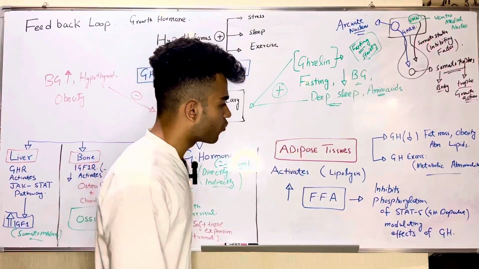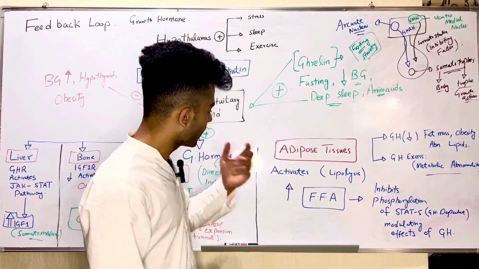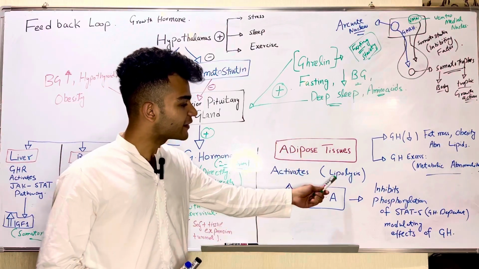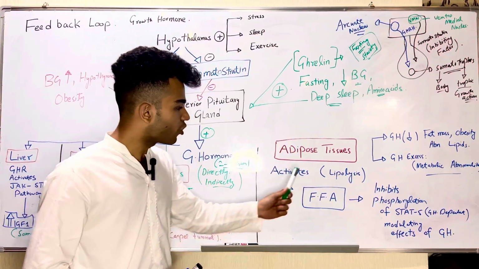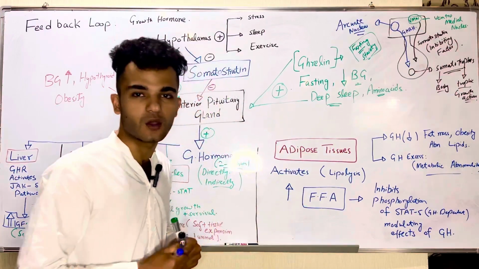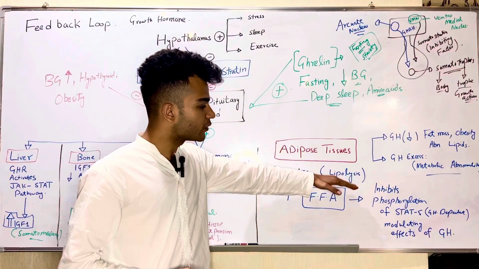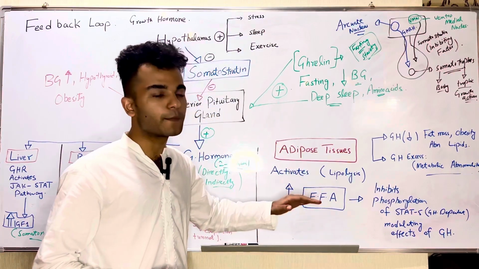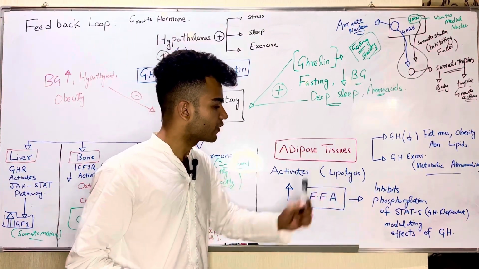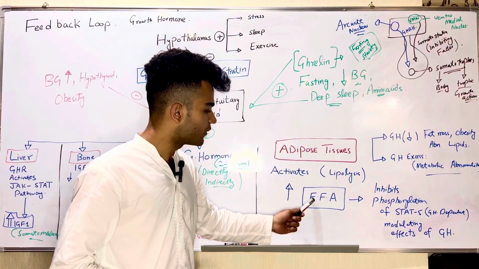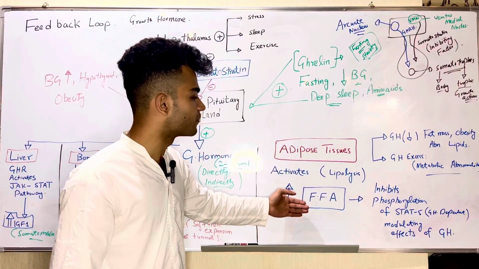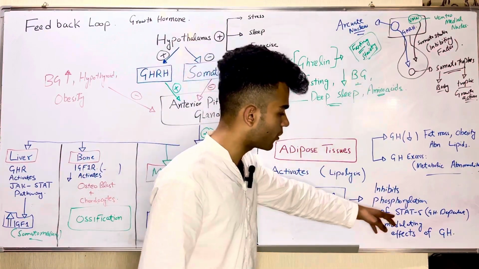Now, growth hormone also works on the adipose tissues. So what it will do is, when this growth hormone is released, it activates lipolysis. Lipo means fats, and lysis is splitting. So it actually does the breakdown of the lipids. When this breakdown happens, in the blood we will have free fatty acids. This is the byproduct when lipid breakdown occurs, so we have so many free fatty acids in our blood. Now when these free fatty acids are more, they will inhibit the phosphorylation of STAT5.